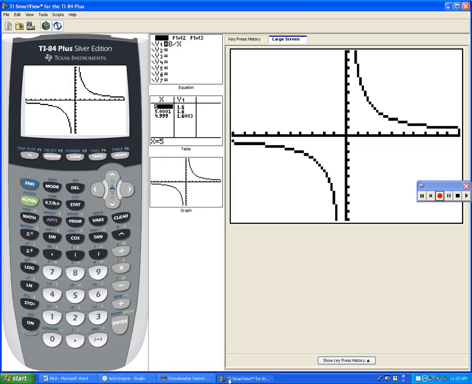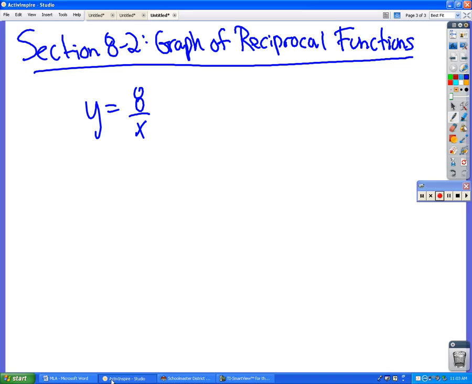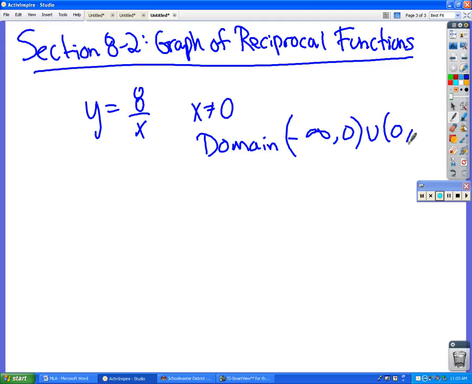Right, because there is no 8 divided by 0. So if I look at this function, 8 over x, because I cannot divide by 0, that means that in this case x cannot equal 0. In other words, the domain of this function is from negative infinity to 0, and then from 0 to infinity. And that's why there's that hole right there.